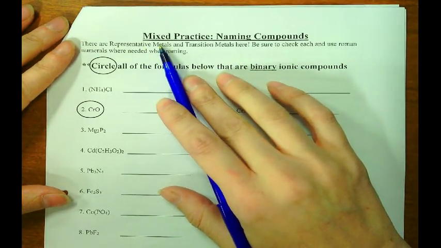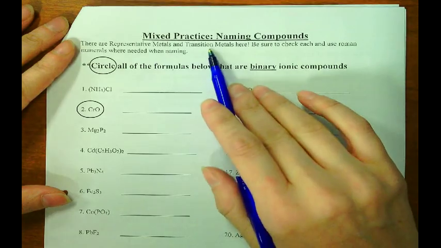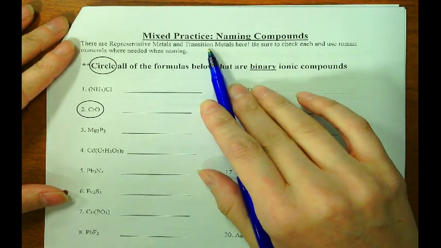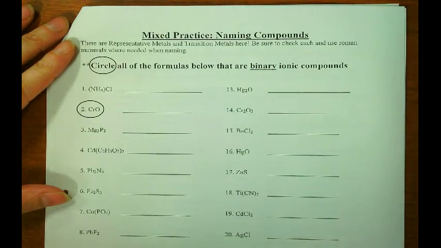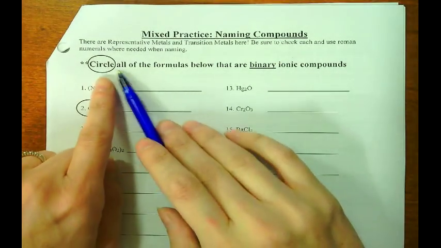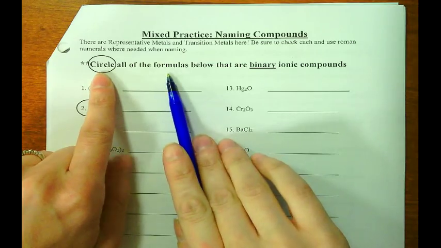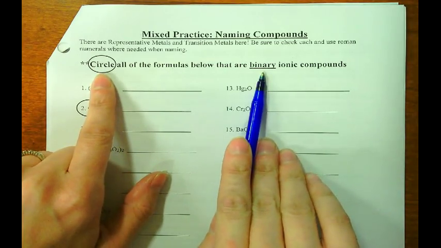So there are representative metals here, which means they don't need Roman numerals. There are transition metals, which means they do. And then we also have polyatomics here. So we're going to need all kinds of stuff when we do this. The first thing it asks you to do is to circle all of the formulas that are binary ionic compounds.